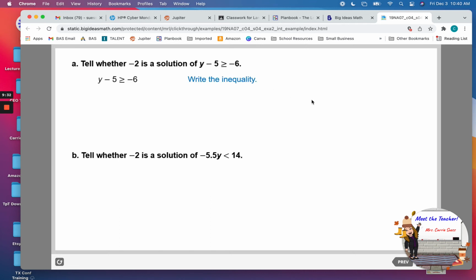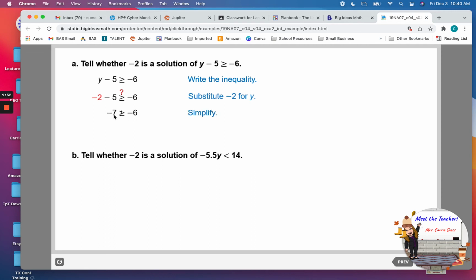Okay, y minus 5 is greater than or equal to negative 6. So what are we going to do with that negative 2? Where are we going to put it? For y, where the y is. We're going to replace the y with negative 2. So then we solve this. What is negative 2 minus 5? Negative 7.